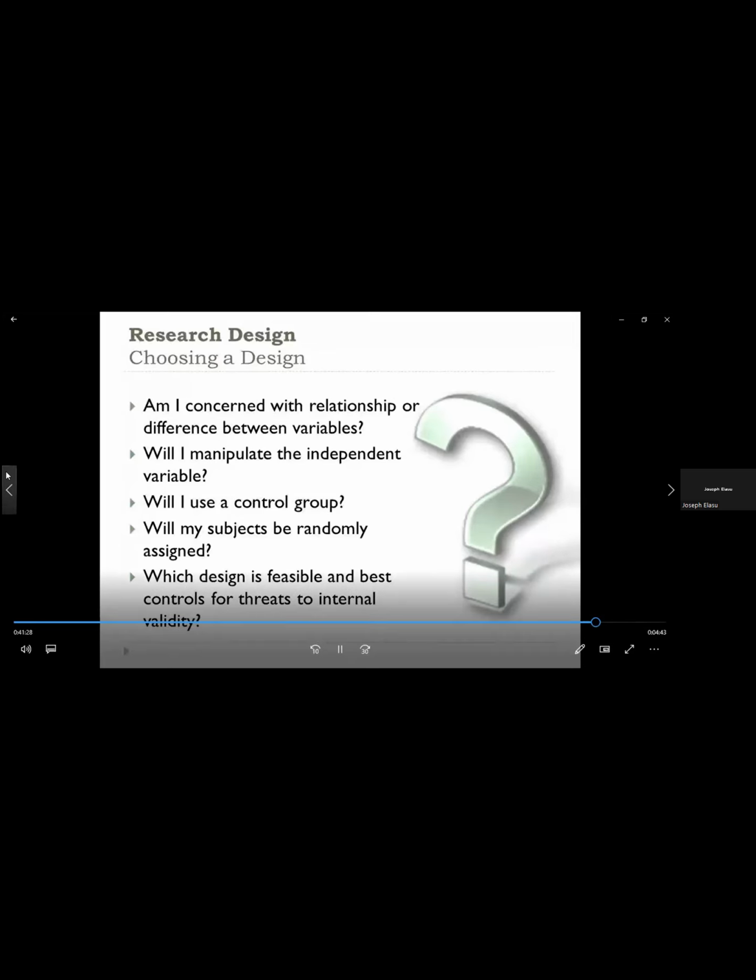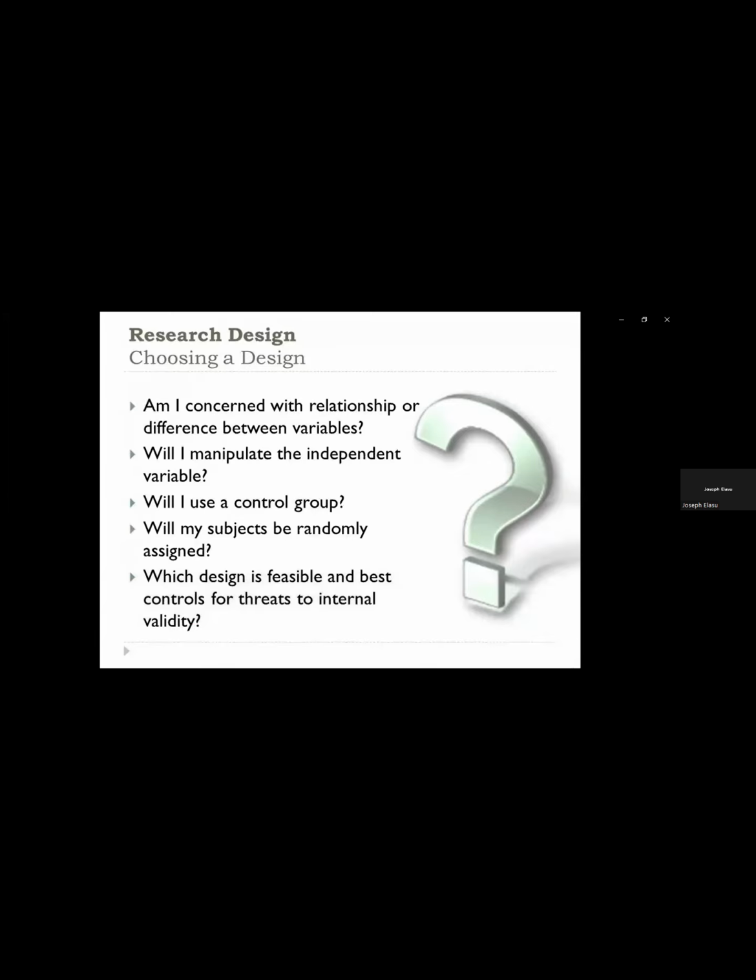First of all, are you concerned with relationship or difference between variables? If you're concerned with the relationship between variables, then you have a correlational design. If you're just looking at the relationship between two variables, which most research is more complex than that, we may need to talk, your design may not be rigorous enough. But if you're just looking at the relationship between two variables, you have a basic correlational design. If you're looking at multiple variables, the relationship of multiple variables to one, or examining a model, you have some type of predictive design. So we've already determined your design if you're looking at relationship.